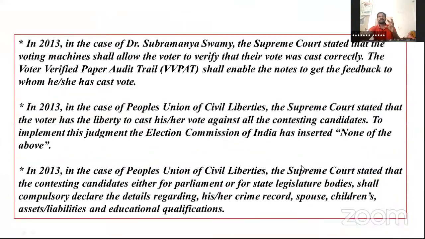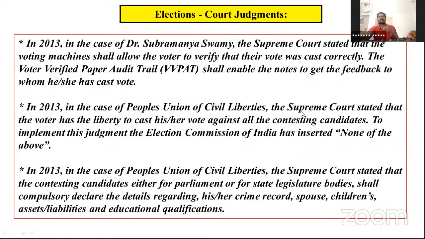Some judgments are given by the court. Look at these cases, court judgments. There are three court judgments available here. In 2013, in the case of Dr. Subramanian Swamy, the Supreme Court stated that the voting machines shall allow the voter to verify that their vote was cast correctly. The voter verified paper audit trail, VVPAT, shall enable the voter to get the feedback on whom he has cast his vote.